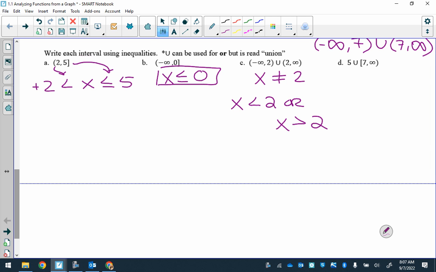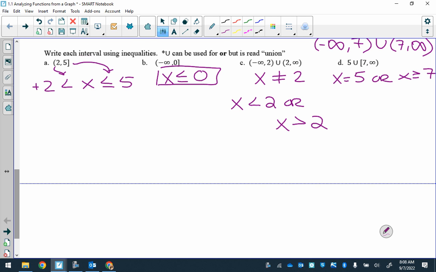All right. Now for D, what would I do? Any ideas? Okay, you have both. You could just stick the or in there. So, if you did x is equal to 5, which you are correct, or x is greater than or equal to 7. Okay, nice job, Brian.